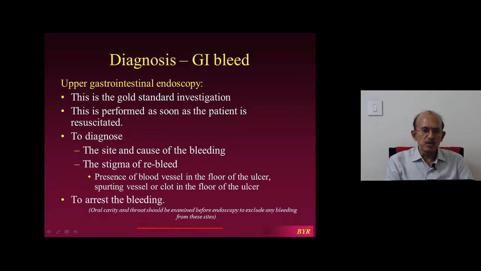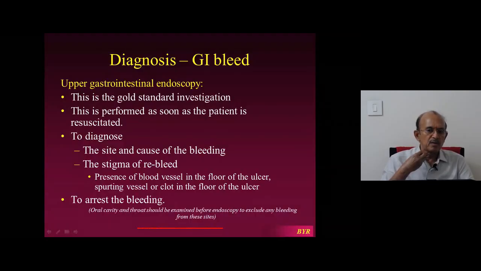Of course, before you do endoscopy, the oral cavity and throat should be examined to exclude any bleeding from these sites. Sometimes the patient may be having a nasopharyngeal fibroma and he may be bleeding. So he may not bleed outside. He will swallow all the blood that is coming there. So the blood goes into the stomach and the blood is vomited.